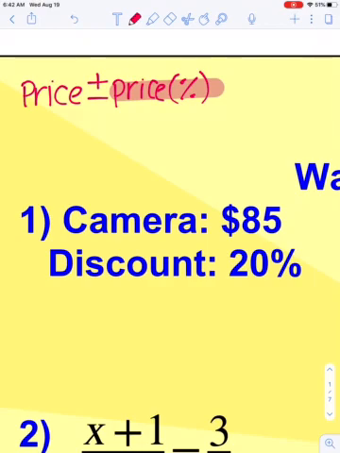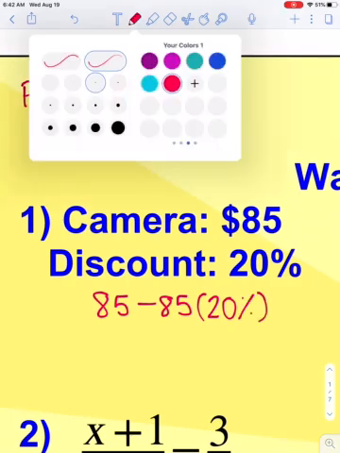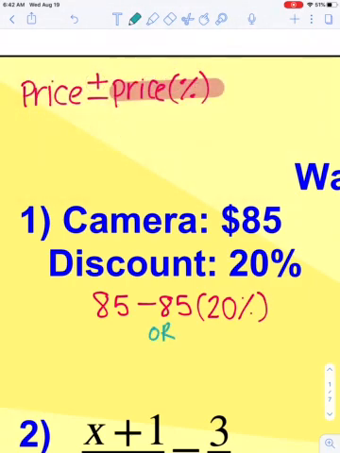So this one is a discount. So our price is $85, so you start with that. Discounts make things cheaper, less expensive, so you subtract the price again, 85, times the percentage, which is 20%. Or, remember, you can do 85 minus 85 times 0.2 because you're going to move the decimal place 2 places to the left.